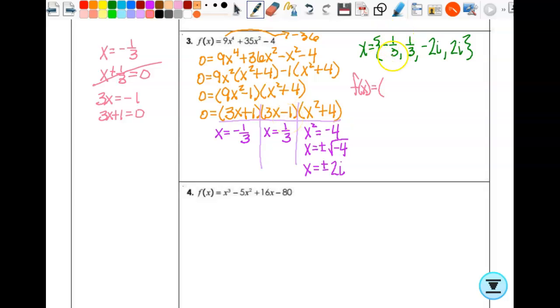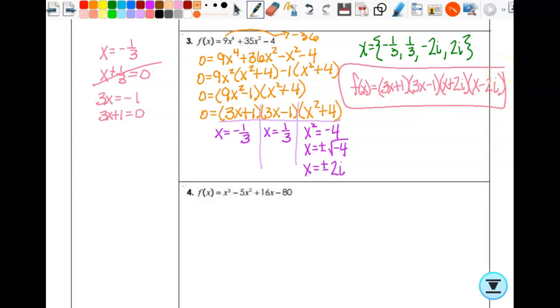So that means this negative 1/3 gives me 3x plus 1. This positive 1/3 gives me 3x minus 1. Then x minus a negative 2i is x plus 2i. And then x minus 2i. And that is your complete factorization. If it's a 4th degree, you should have 4 linear factors. What questions you got? Good? All right, then you do number 4 on your own.